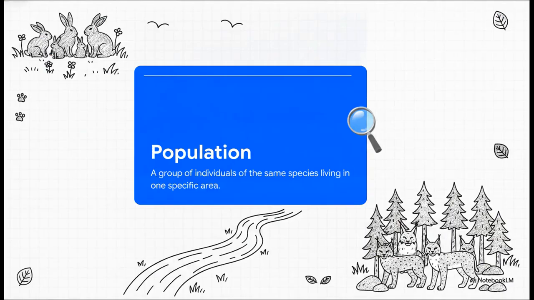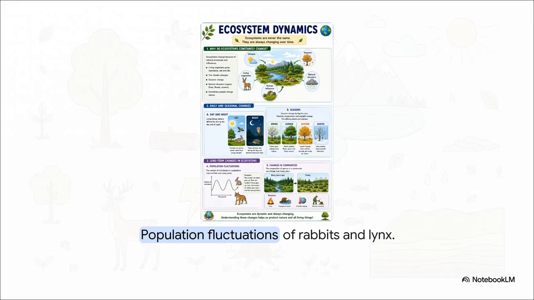As we stretch our timeline out even further, we need another really important science term: population. Now, in science, a population isn't just any random group of animals. We're talking strictly about a group of individuals of the same species living in one specific area. So we'd look at the population of rabbits in one specific meadow, or the population of lynx in a particular forest. Now, what's really fascinating is how these different populations actually affect each other over time.